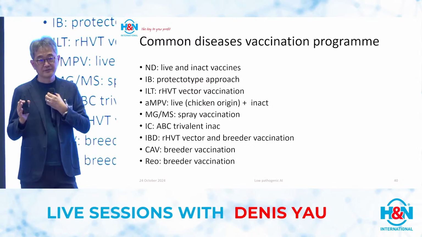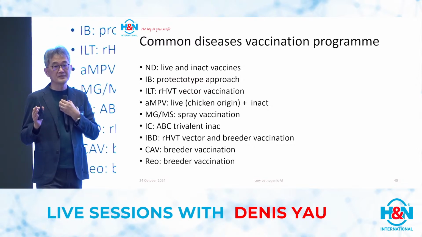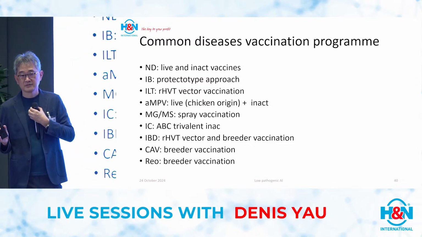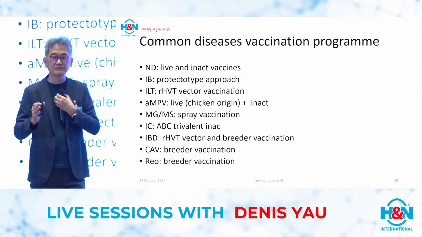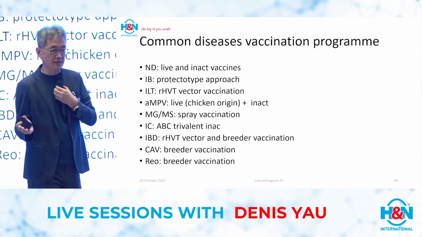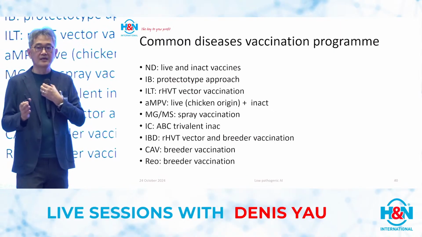The coryza, we need A, B, C trivalent. Don't go to only A or C or AC with double C types. It should be A, B, C.